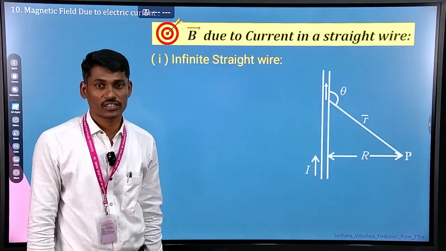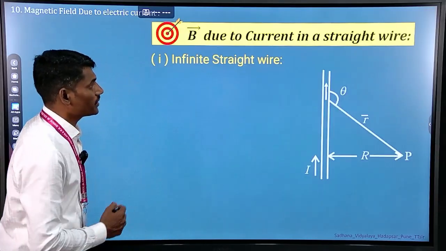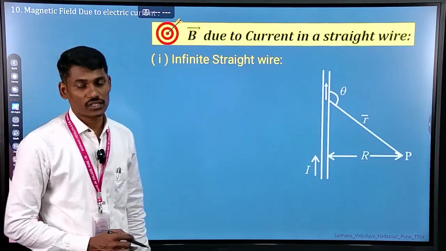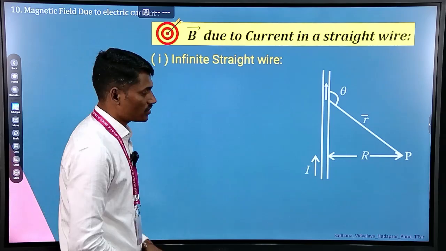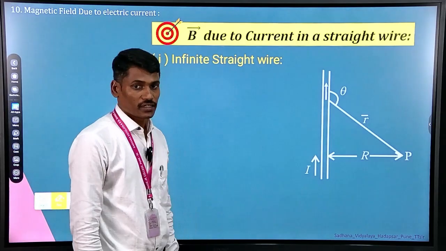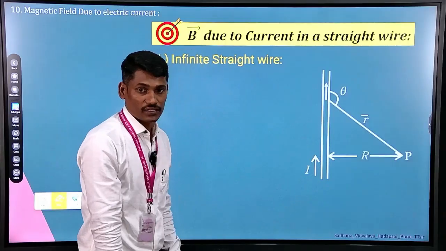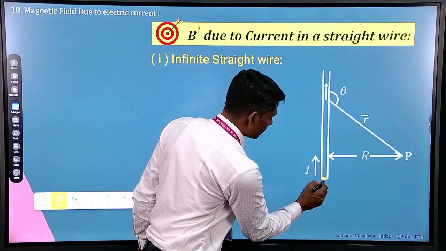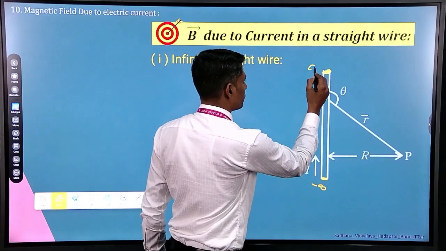Now the first application of the Biot-Savart law. Here we find the magnetic field due to the current in a straight wire. First we consider the infinitely long straight wire. For this infinitely long straight wire, I is the current flowing through this wire, and this wire is an infinite wire. That means here we consider minus infinity and here is plus infinity, right?